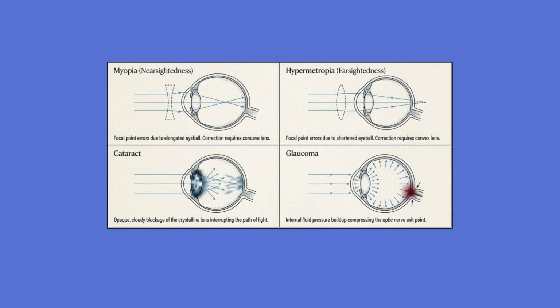Mostly it occurs in aged people, and it can also be due to injury, diabetes, or long-term medicine use. As for the treatment, you can use glasses in the early stage, or in the advanced stage you can go for surgery. In this, the lens is replaced.